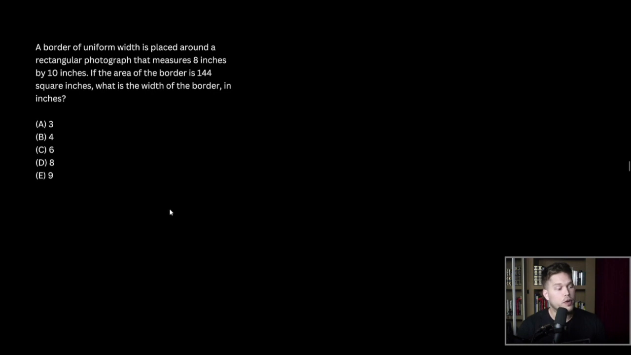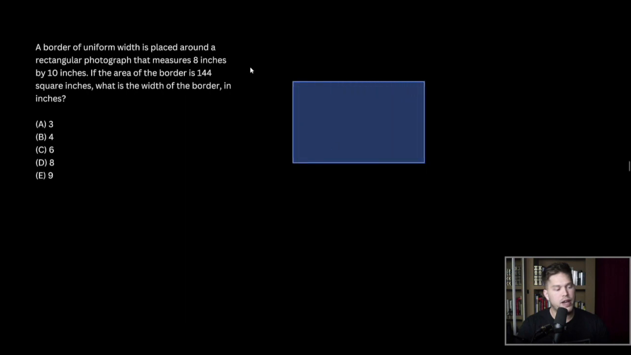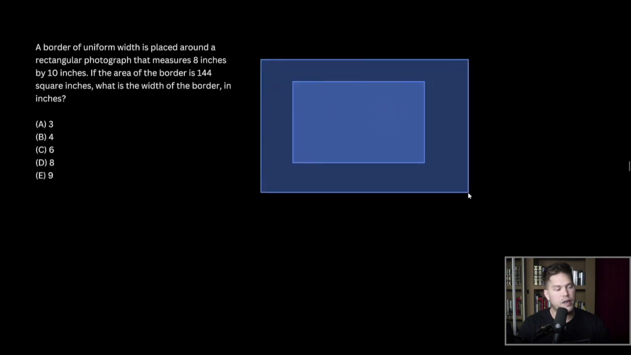A border of uniform width is placed around a rectangular photograph that measures 8 by 10 inches. If the area of the border is 144 square inches, what is the width of the border in inches? Okay, so I have some picture here. I have an 8 by 10 picture, and I have a uniform border that surrounds it.